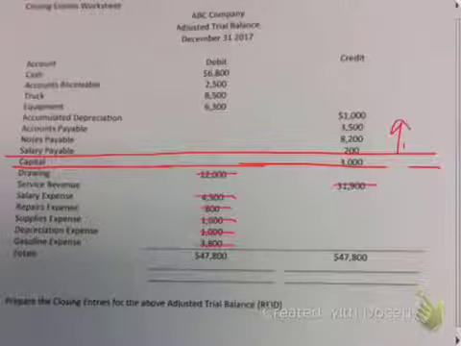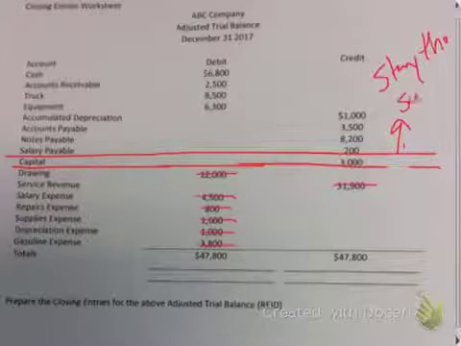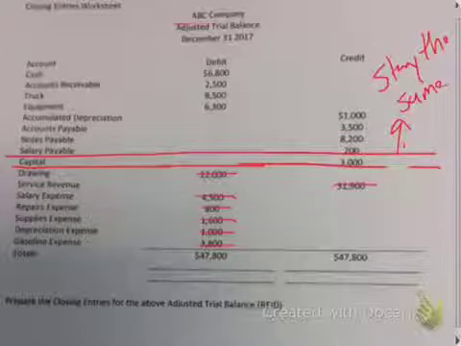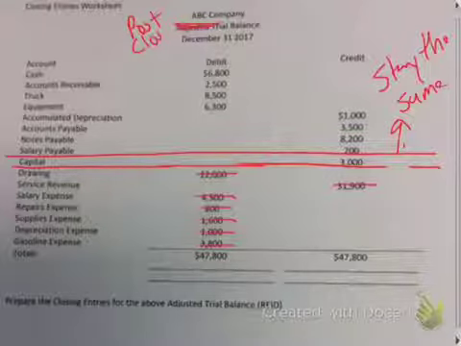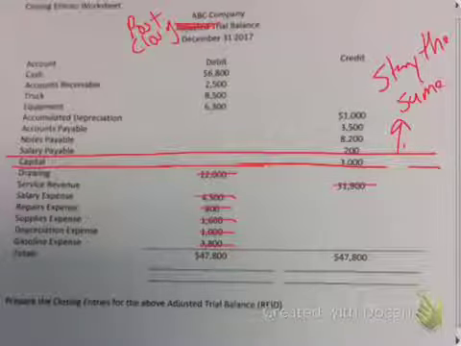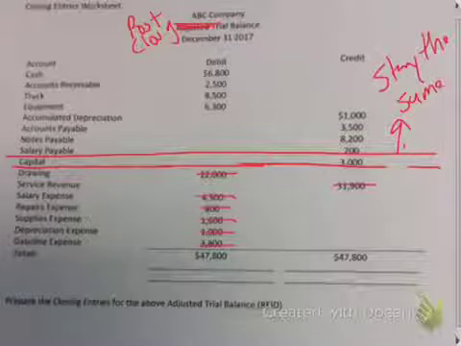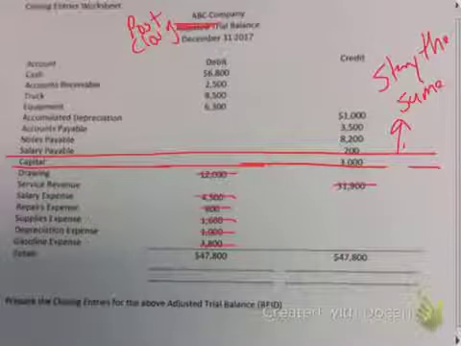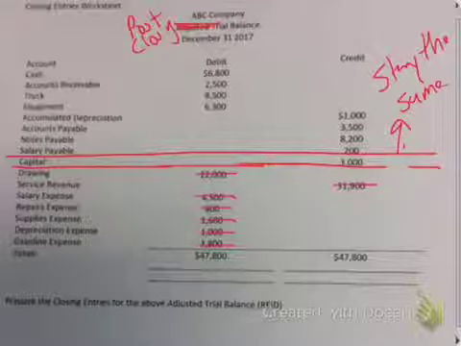Everything above the line stays the same. So when we do look at this post-closing trial balance, cash is still going to be at $6,800. Accounts receivable is still going to be at $2,500. Trucks are at $8,500. Equipment is at $6,300. Accumulated depreciation is at $1,000. Accounts payable is at $3,500. Notes payable is at $8,200, and salary payable is still going to be at $200.